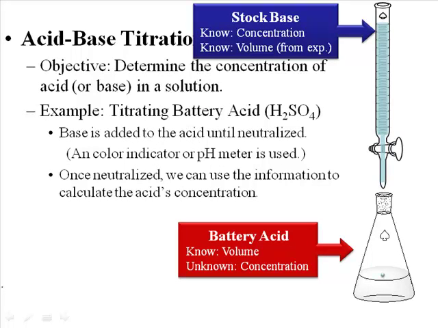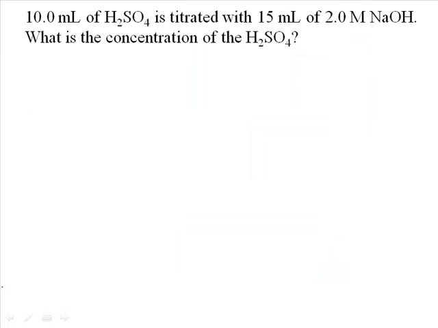And it's really a three-step process that you'll probably find to be very similar to what we did in our three-step gram to mole to mole to gram calculation. Let's look at a couple examples of how to work a titration problem like this one. Let's say that you did this experiment, you titrated 10 milliliters of H2SO4, that would be the battery acid, with 15 milliliters of 2 molar NaOH. That's our base. What's the concentration of the sulfuric acid?